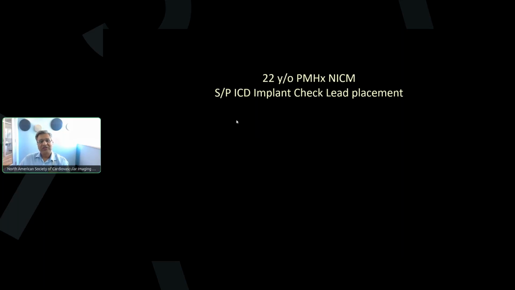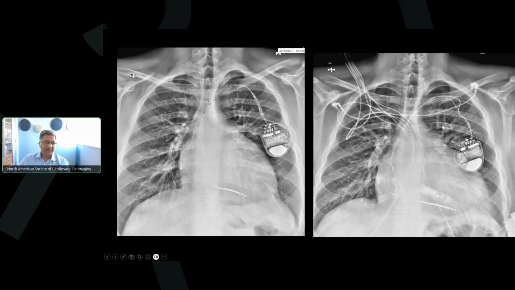So this is a 22-year-old with history of non-ischemic cardiomyopathy, presumed to be viral, who had ICD implant, and the radiograph was being asked to evaluate for check lead placement. So we have got two radiographs over here. This is the initial radiograph before the implantation, and then this is the follow-up radiograph over here. We can see the ICD leads in right atrium and right ventricle. And when we see the follow-up radiograph, there is this device which is on top of the mediastinal silhouette. So what is this device?